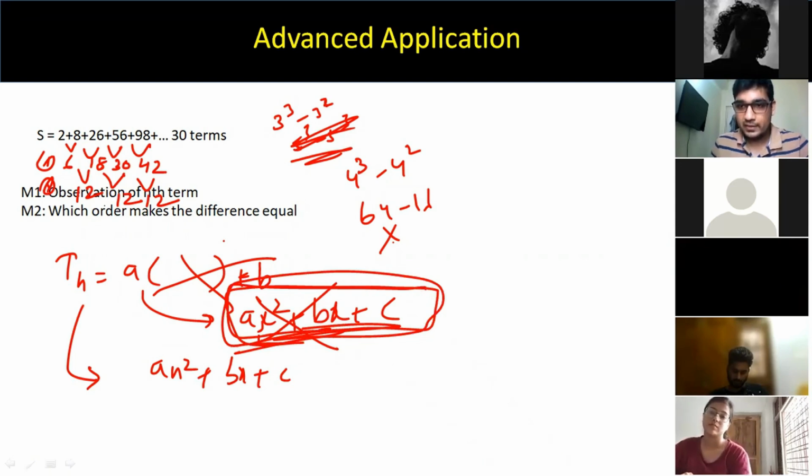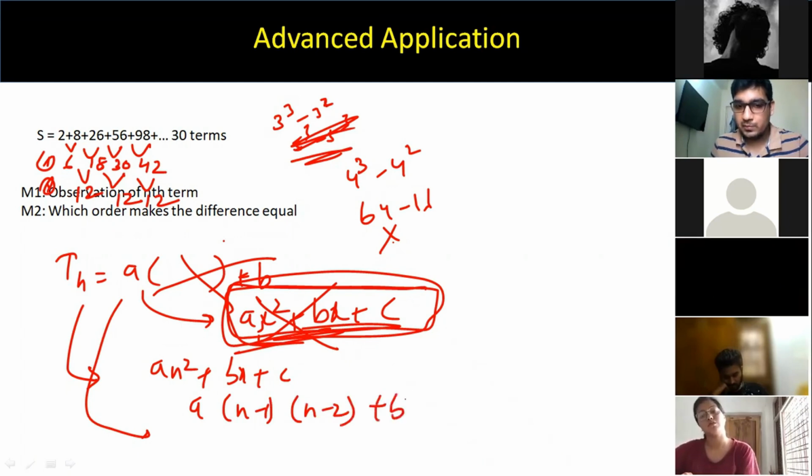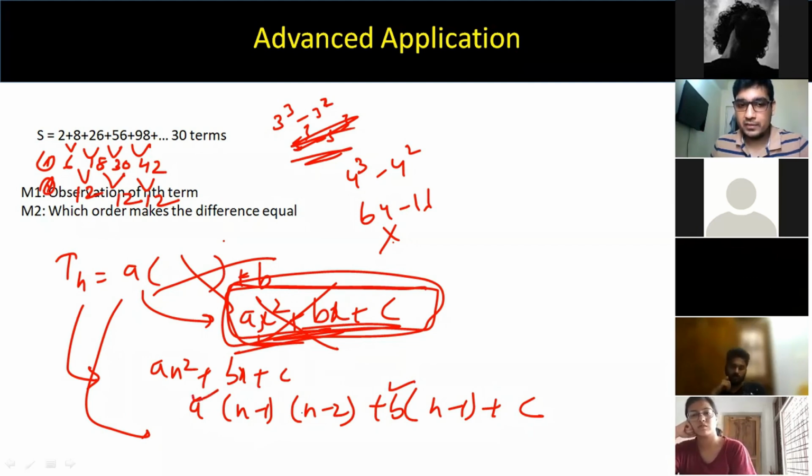Alternatively, if you have to write the general term, I've explained this, you will put a into n minus 1 into n minus 2 plus b into n minus 1 plus c. Why? Because if you put n equals to 1, these two terms will get cancelled and you will directly get the value of c. If you put n equals to 2, this will get cancelled, you will directly get the value of b. And then you know b and c, if you put n equals to 3, you will get the value of a. So this is the only method we have been following in the last 3-4 questions.